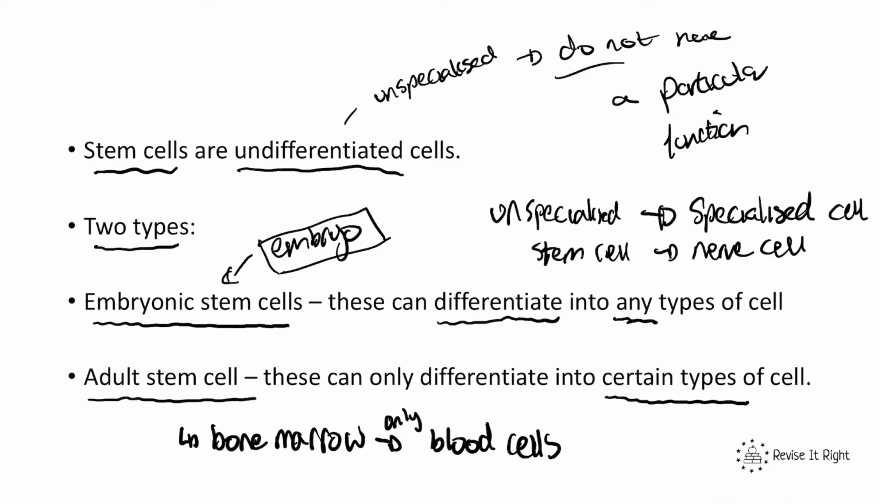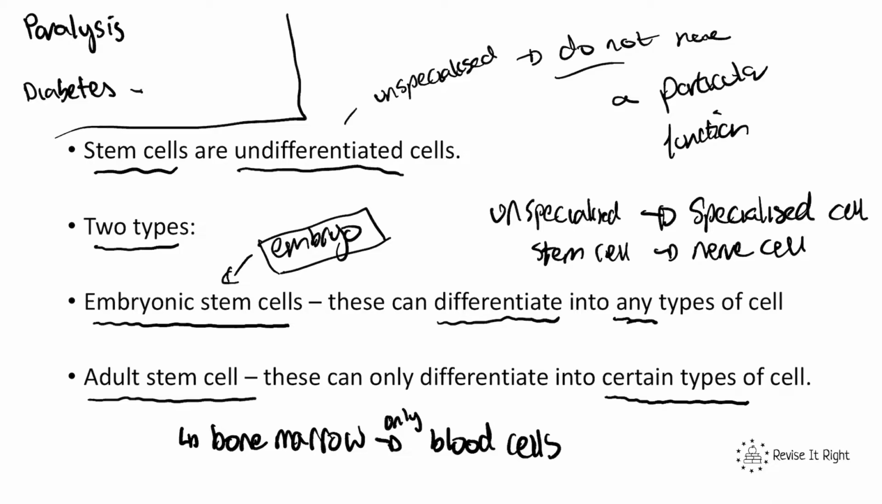When I talk about them being useful, what I'm actually talking about is them being used in medicine for repairing damaged cells. We're actually using stem cells to treat different things, such as paralysis, which is when the individual is paralyzed, or diabetes. These are two things that stem cells have actually been able to treat in medicine. So they're obviously very useful. Embryonic stem cells are potentially more useful because they can differentiate into any type of cell, so for example, a nerve cell and paralysis, whereas the adult stem cells can only differentiate into certain types.